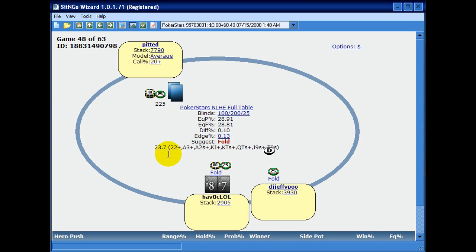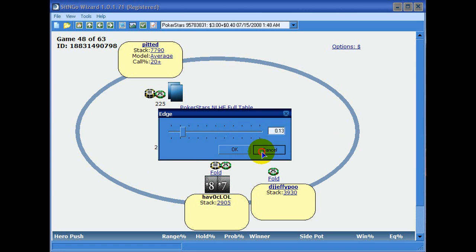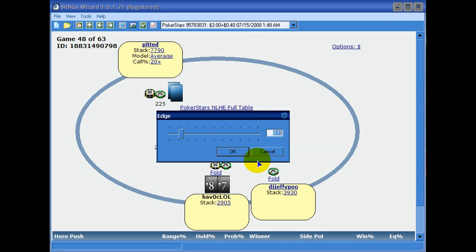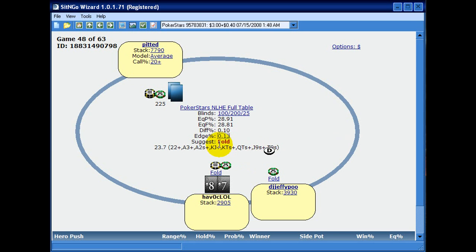We folded, but our difference in equity here from making a push is about 0.1%, and our required edge is 0.13%. Now, Sit and Go Wizard is very conservative with these edges. As the shorter stack, I don't feel my edge here is worth 0.13% of the prize pool, but at the same time, I also don't think he's calling us this tight.